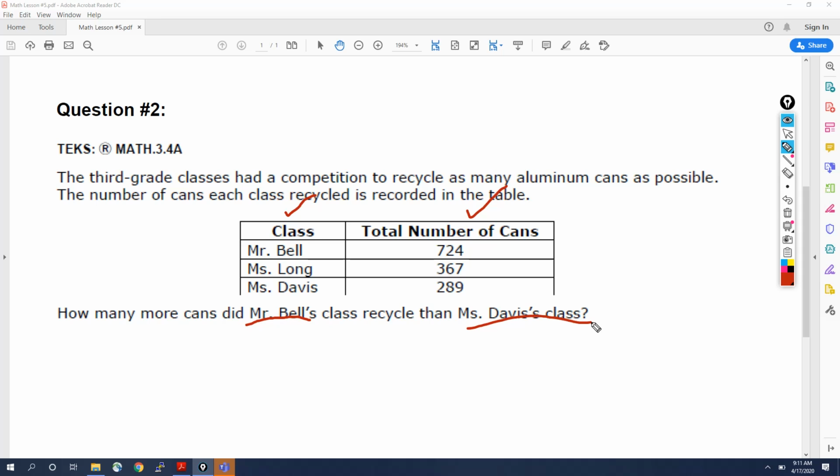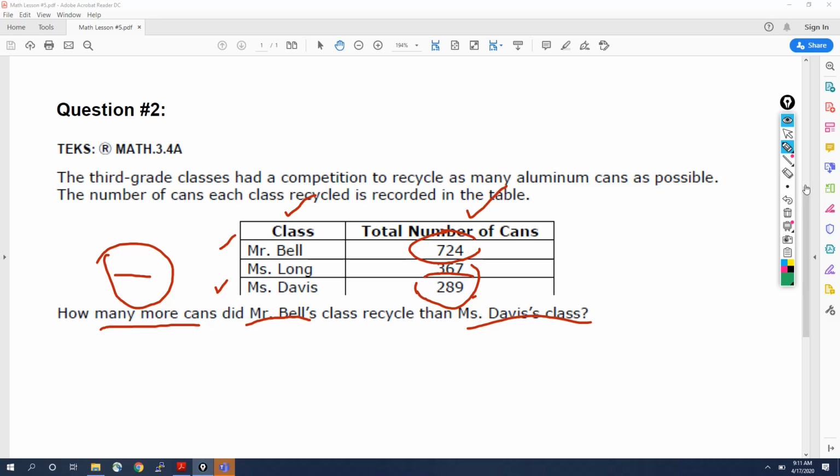So what you can see here, Mr. Bell is here with 724 and Miss David is 285. We have one extra piece of information from Miss Long. We don't have to worry about that. When they talk about how many more, we know that we need to subtract. So let's go ahead and draw our strip diagram.